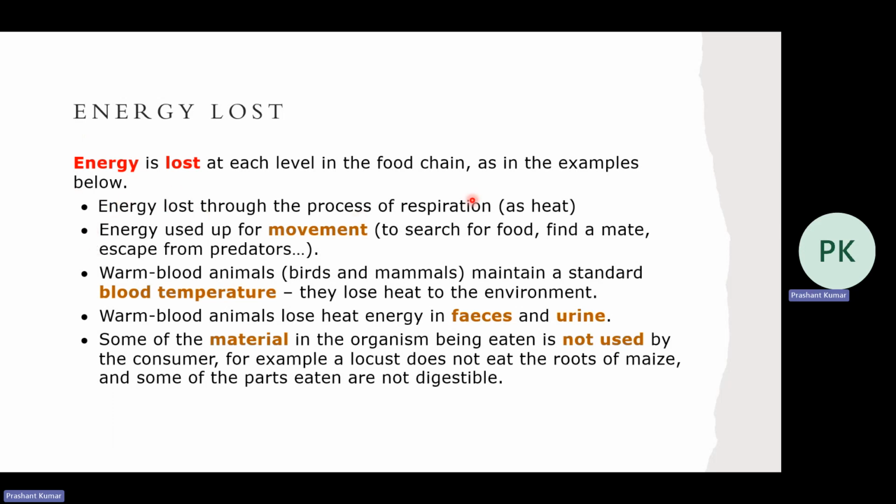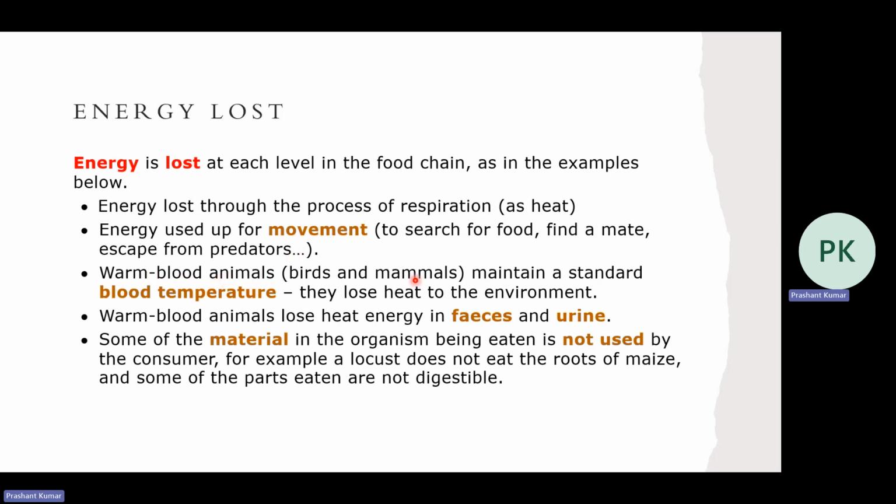First, energy is lost through the process of respiration. When we do respiration, the food is metabolized. Food is broken down into carbon dioxide, water, and energy. That energy is stored in the body, or sometimes it is released as heat. Next, energy is used for movement. Organisms generally move in search of food, to find a mate, or sometimes to escape from a predator. In this way also energy is being lost.